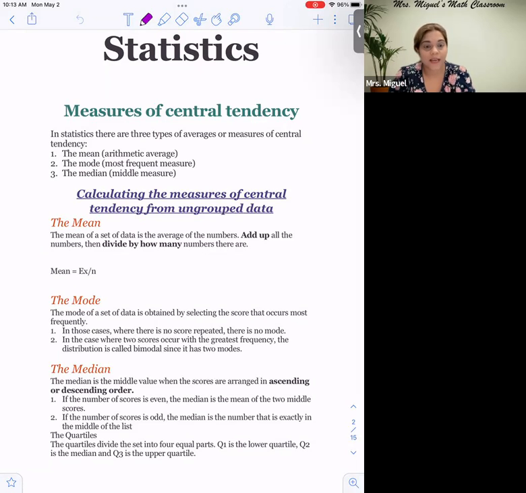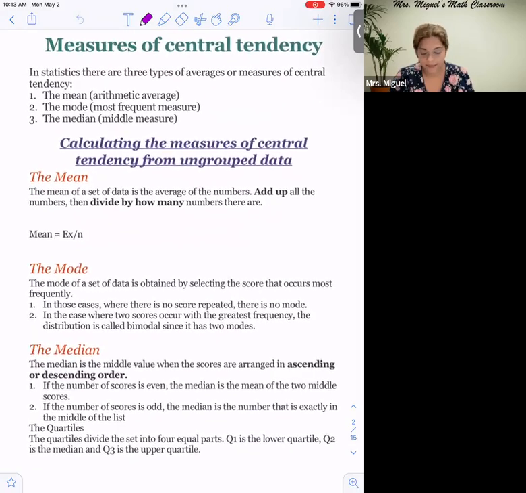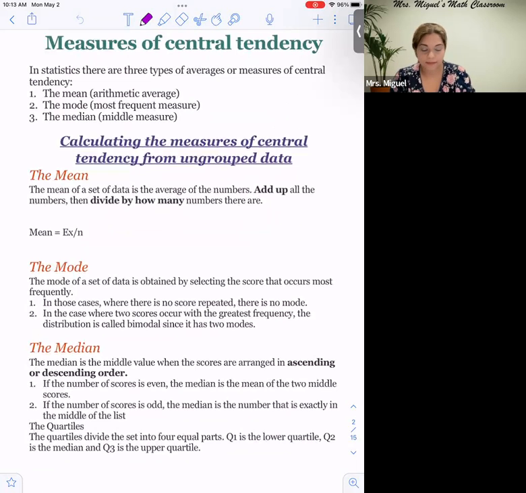So we are familiar with the 3 statistical averages or the 3 measures of central tendency. So if they were to ask you for any of the statistical averages or the measures of central tendency, they are referring to the mean, mode, and median, right? So the 3 measures of statistical averages or central tendency is what we call the mean, mode, and median.